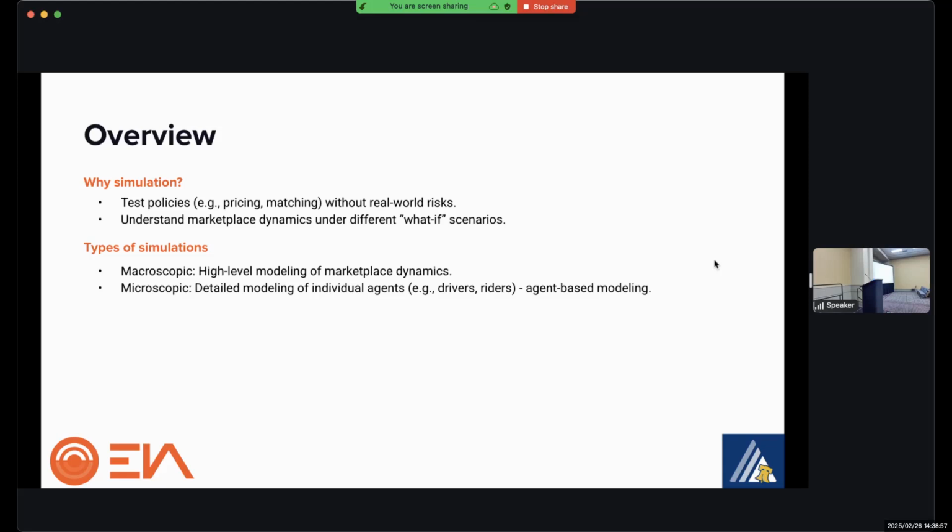There are two major types of simulation, macroscopic and microscopic. The macroscopic simulation basically involves high-level modeling of the marketplace dynamics. And the microscopic simulation, as the name suggests, involves detailed modeling of individual agents. For example, in the rideshare platform, those agents are drivers and riders, and that kind of simulation is usually achieved by agent-based modeling. And we'll see examples of each type.